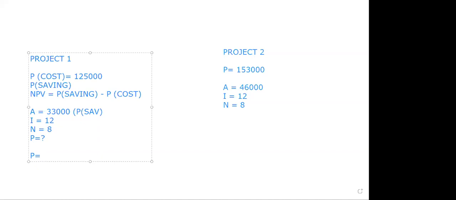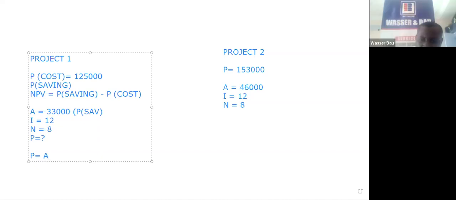A is given. Somebody prepare your interest table for me, please. Open the interest table at 12% and n equals 8, and you are going to supply me the value.